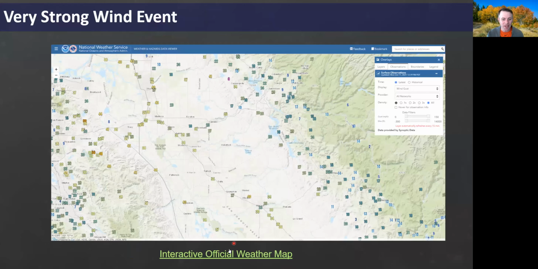I did put a link down here if you want to take a look at this one on your own. It's an interactive link that you can go to and see the peak wind gusts. In Turlock, as of yesterday afternoon, the peak gust I saw was about 39 miles an hour. Modesto Airport, I think, had 41 miles an hour.